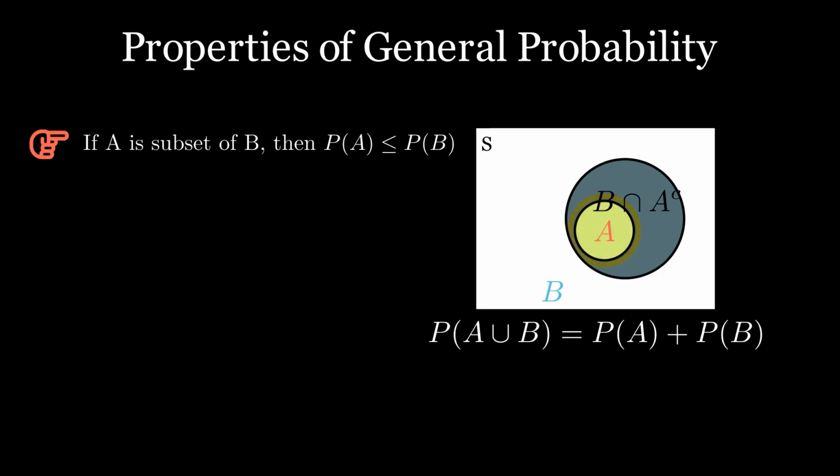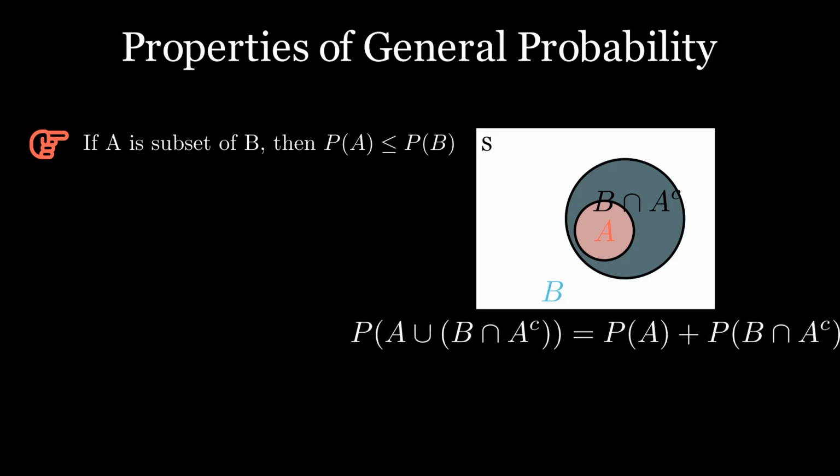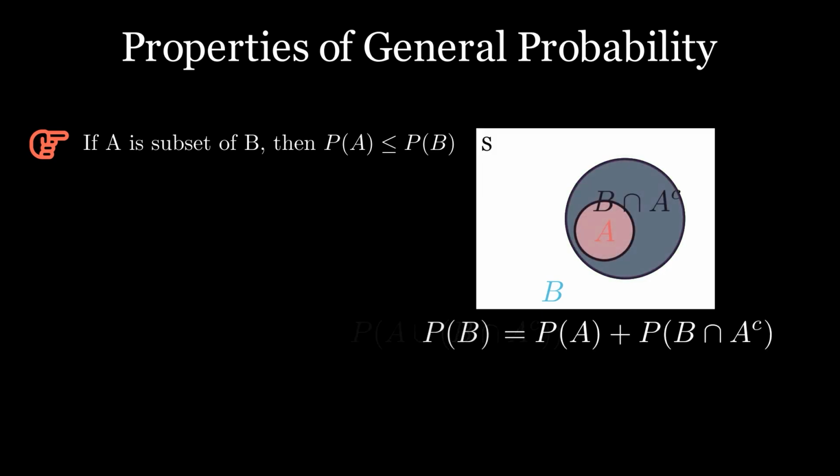Since both event A and B intersect A complement are mutually exclusive, we can use the general definition of probability like this. If you observe closely, the union of event A and B intersect A complement is nothing but event B. So we can replace the union of event A and B intersect A complement with event B.